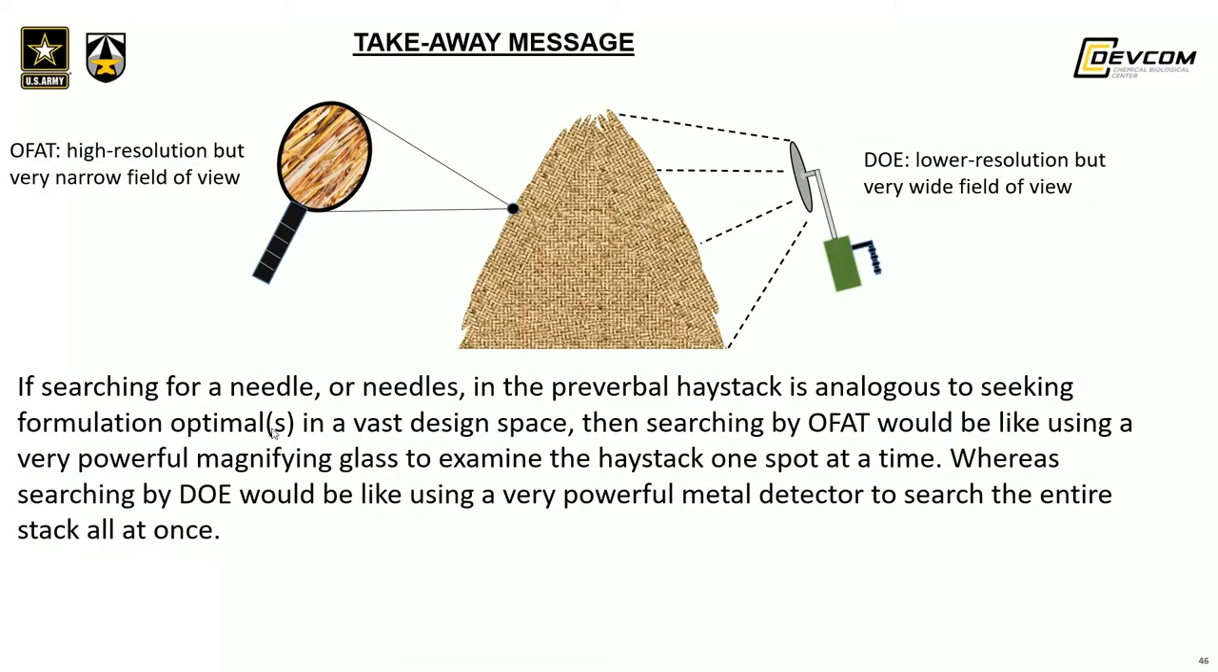Last one, since I've got a minute here, takeaway message, another analogy. Some of these might seem a little hokey, but I found they could be more effective in trying to explain mathematically what DOE does. So if I'm looking for the needle in the haystack, I'm looking for my optimal, say it's a needle in a haystack. If I look one factor at a time, that's like taking a very powerful magnifying glass and very narrow field of view and sorting my way through the haystack.